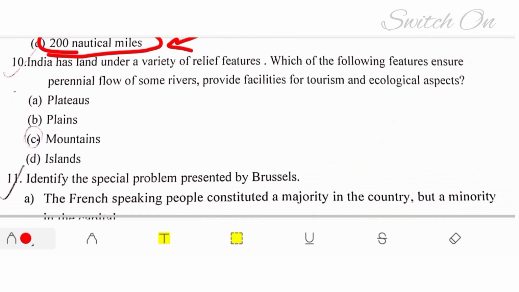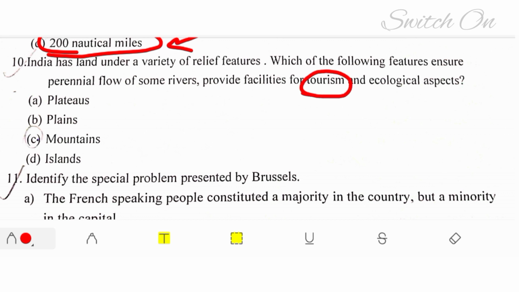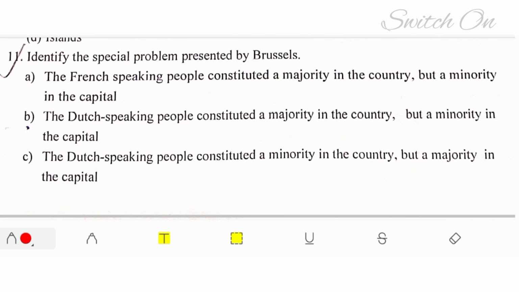Question number 10. India has land under a variety of relief features. Which of the following features ensure perennial flow of some rivers, provide facilities for tourism and ecological aspects? Since it's for tourism and ecological aspects, it's mountain.